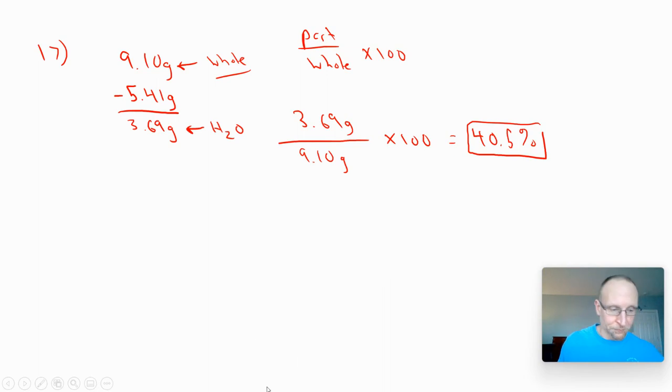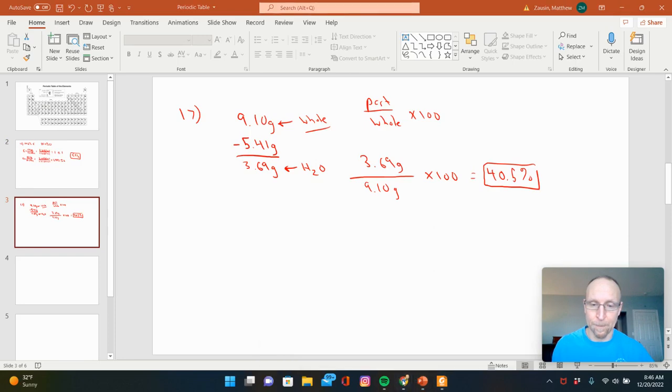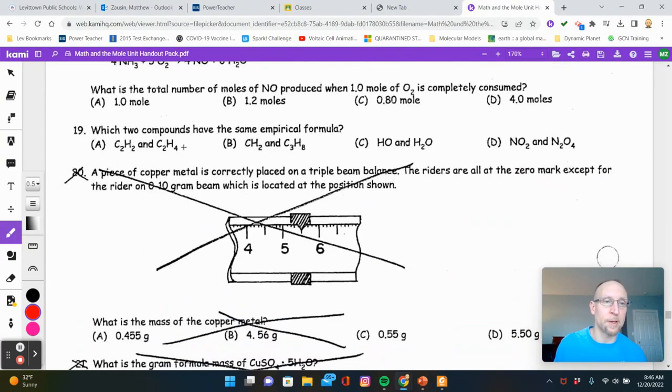Number 19. Let's go back to the worksheet. Number 19. Which two compounds have the same empirical formula? So which of these both can be reduced to the same simplest whole number ratio? That's what it's asking you. So 2 to 2 reduces to 1 to 1. 2 to 4 is 1 to 2. So that's no good. 1 to 2, 3 to 8, not 1 to 2. Right? 1 to 1, 2 to 1, no. 1 to 2, and then 2 to 4 reduces to 1 to 2. So that's your answer. Right? That's just understanding the relationship between the empirical and the molecular formula.